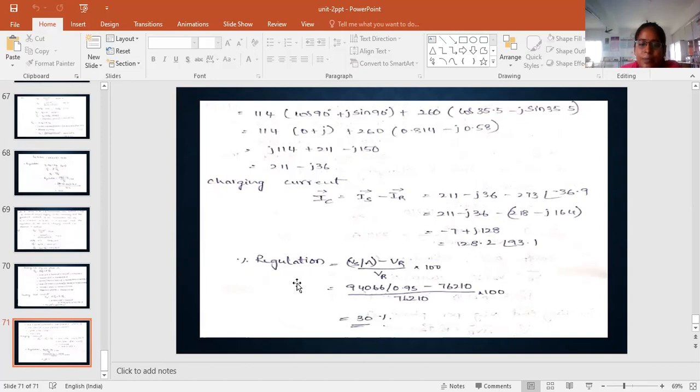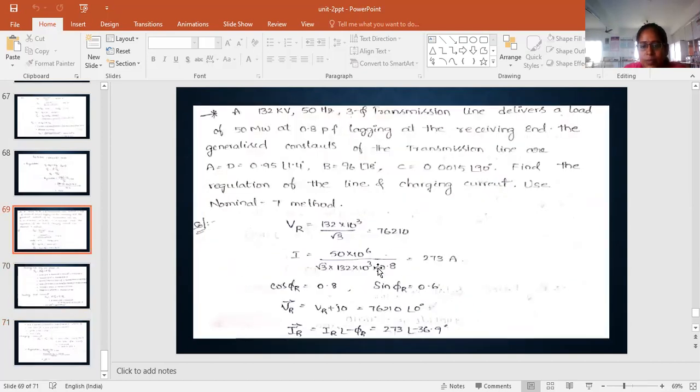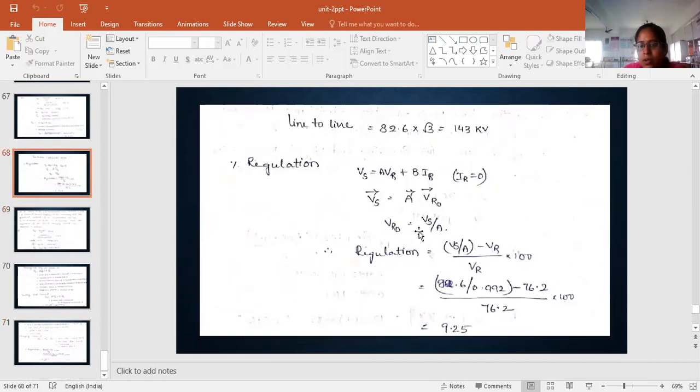that is the charging current. And for the percentage regulation, finally we find the VS at no load, which is VS by A. In the previous problem we did it by VR not equal to Vs by A. IR equals 0, so Vs equals A into VR, so VR equals Vs by A.